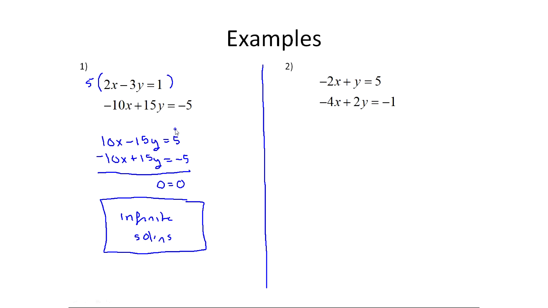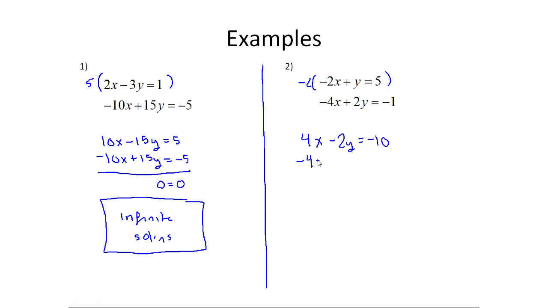All right, so we kind of know the punchline now. If this was infinite, we know that for the second one this is going to be no solution, but how would we see that? Let's see. I'm looking at eliminating something. Either one would be easy, but I'm looking here at the y's. If I multiply by negative 2, that will eliminate that y. So I get 4x minus 2y equals minus 10.